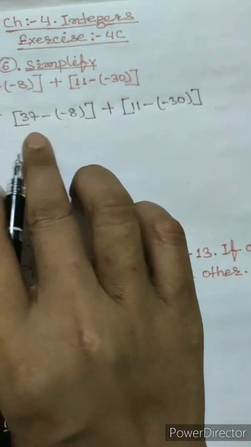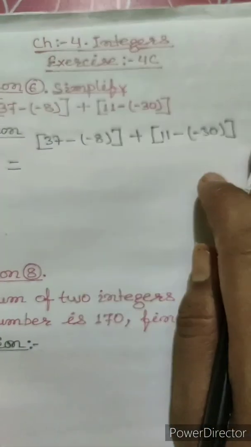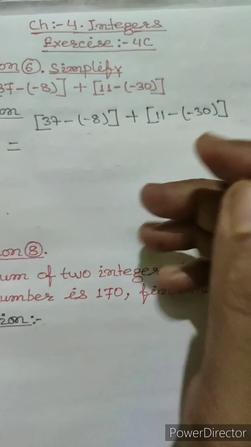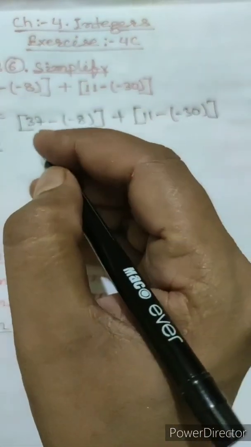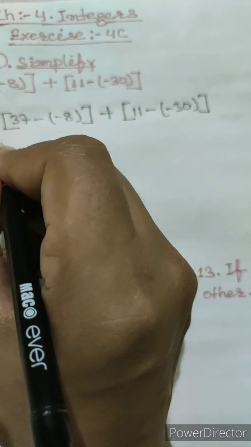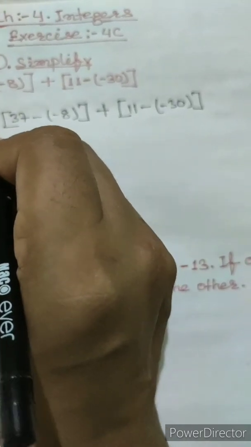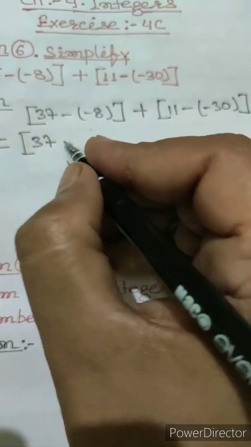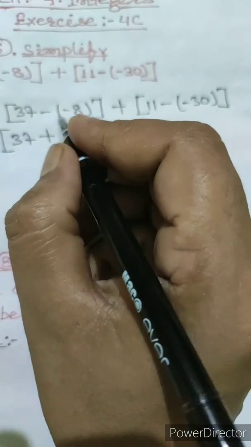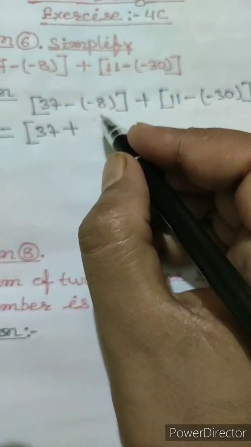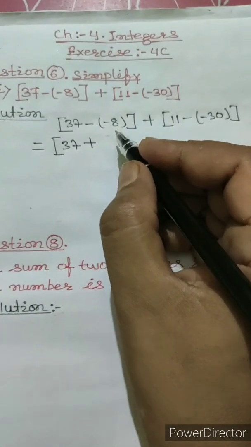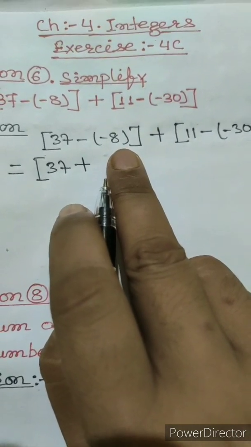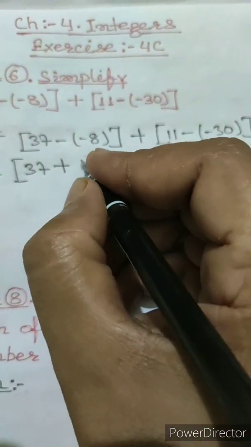So what do we have to do? You have to solve both the brackets first. In the brackets it is subtraction. Already I have explained how to subtract integers. So you will write 37, and convert the minus sign into plus sign, and whatever integer comes after the minus sign, you convert it into its additive inverse. What will be the additive inverse of minus 8? The additive inverse of minus 8 will be plus 8.